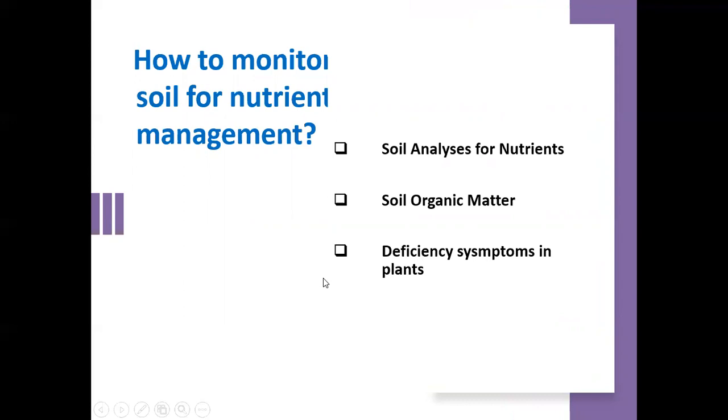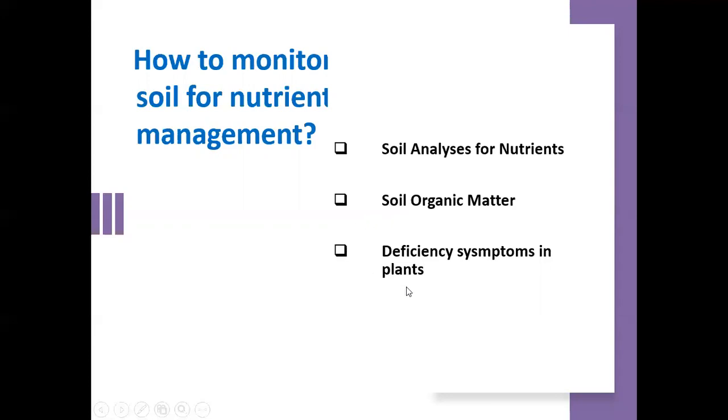Then how to monitor soil for nutrient management? The first thing is soil analysis for the nutrients. Only this is the source to manage how much nutrients are there in the soil. We can also do it by plant analysis. But plant analysis is even more tough as compared to soil analysis. We have relatively more laboratories for soil analysis. Then we can determine the organic matter content in the soil. So that can tell us about the status of nutrients in the soil.